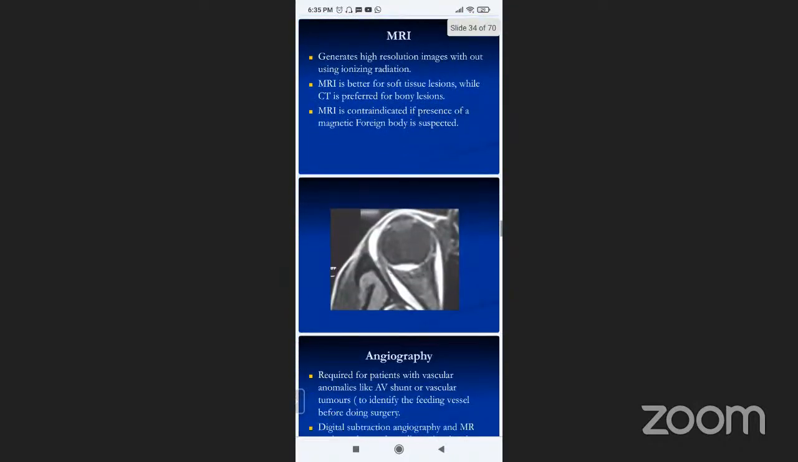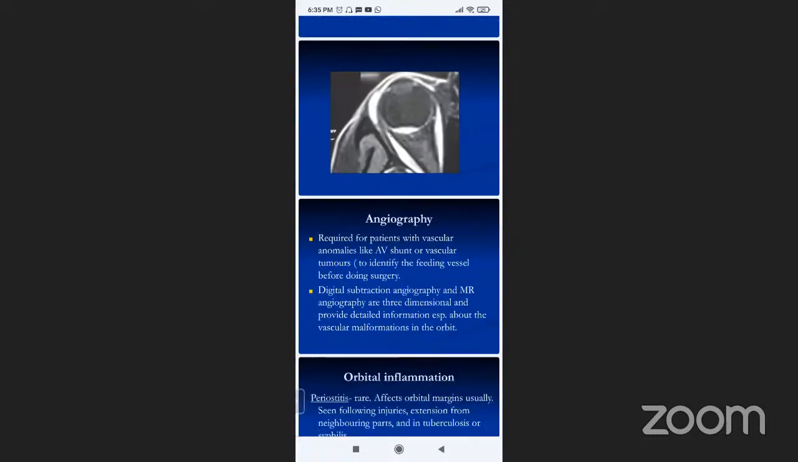Here you can see the MRI. Then coming to angiography, it is required for patients with vascular anomalies like AV malformations, carotid cavernous fistula, indirect carotid cavernous fistula, or vascular tumors, to identify the feeding vessel before doing any surgery. Then digital subtraction angiography and MR angiography are 3-dimensional and provide detailed information, especially about vascular malformations in the orbit.